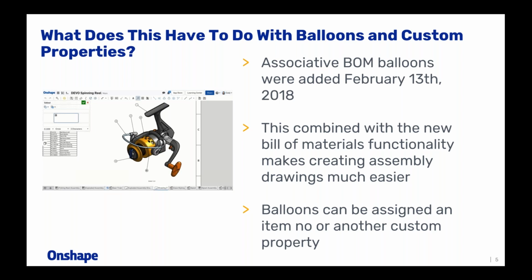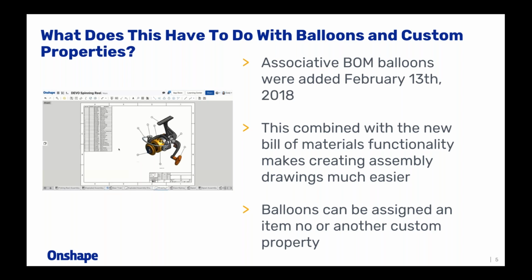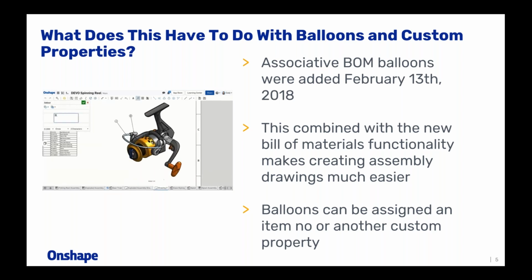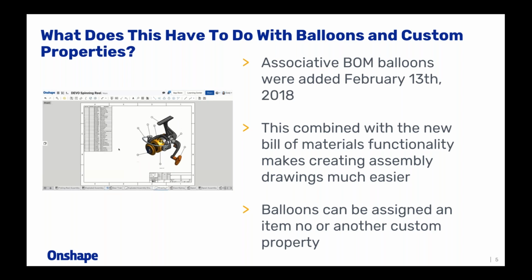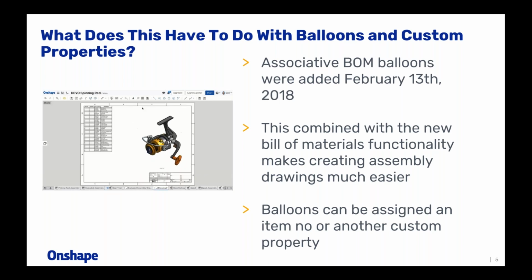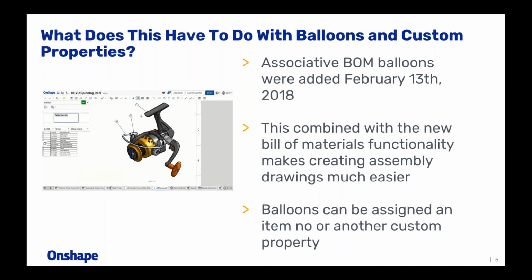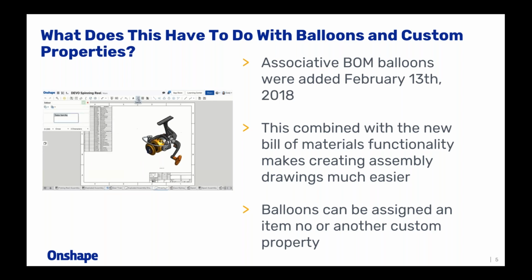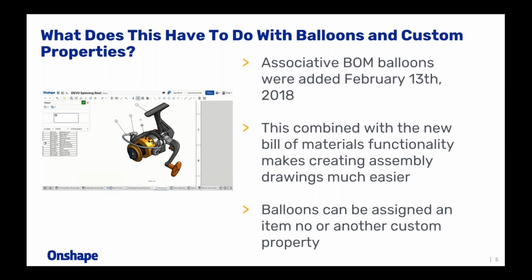So what I mean by balloons and custom properties and the bill of materials is these things coming together. These most recent updates in general make the assembly drawing process much easier. Now you have an automatically generated bill of materials with a list of your parts. You have the very easy ability to insert that into a drawing. And when you insert balloons, they're going to be parametrically linked to that bill of materials.